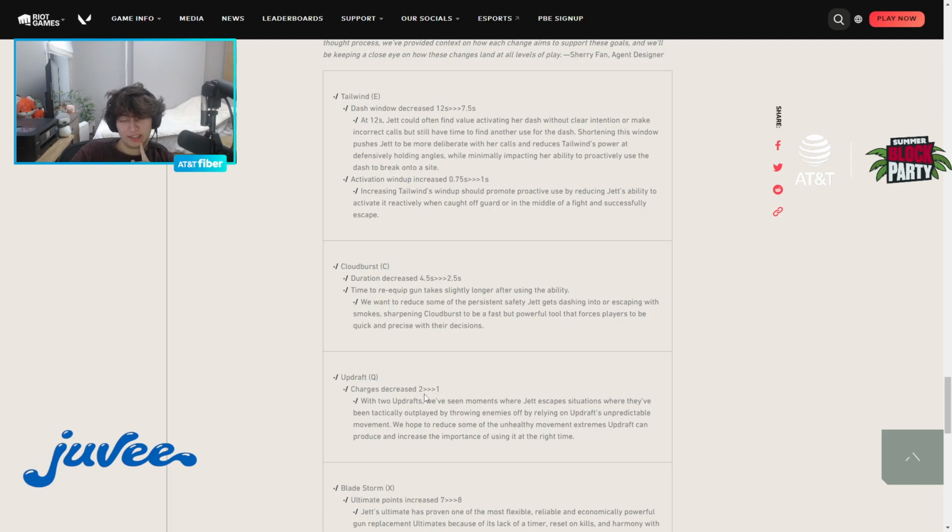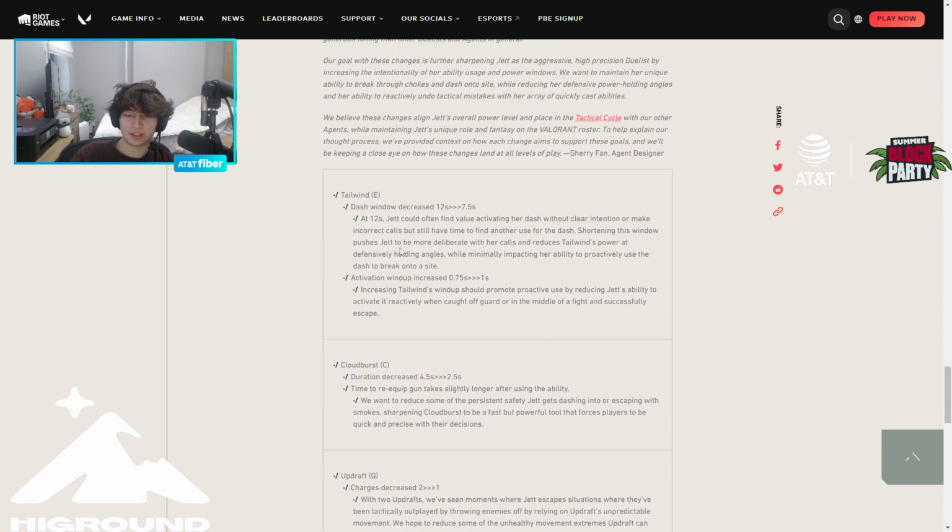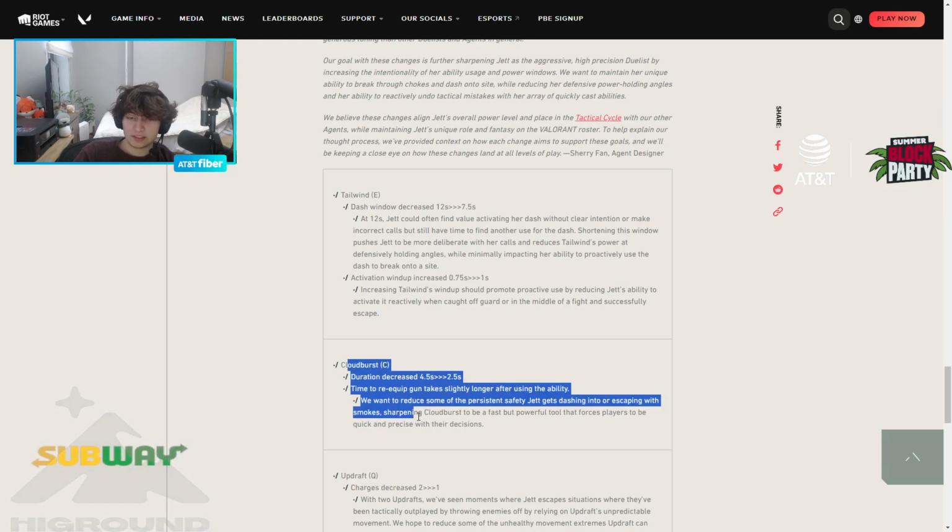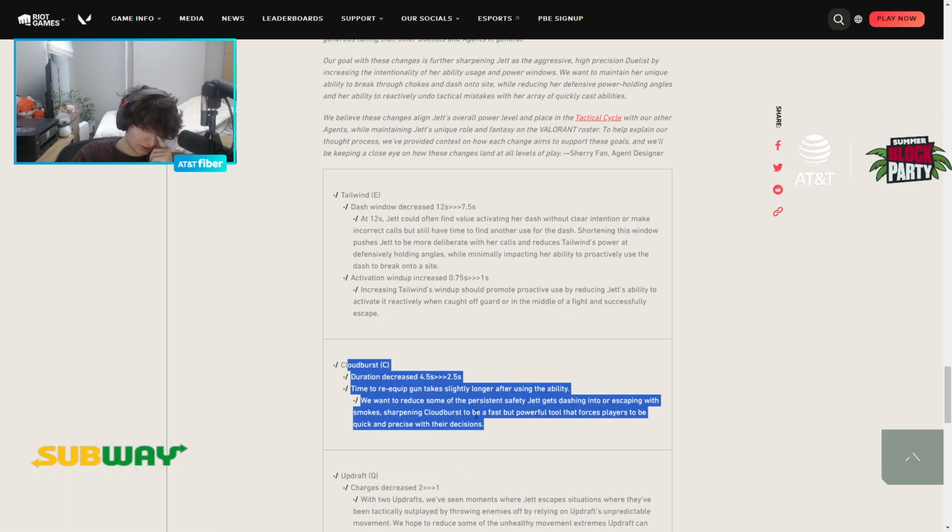I think two is good. I think getting two updrafts means you can get on top of Haven C, B, A, all these angles, and then have another updraft for other things. I don't know. I think it's better if it has a two. This 2.5 seconds kills, like, entrying.